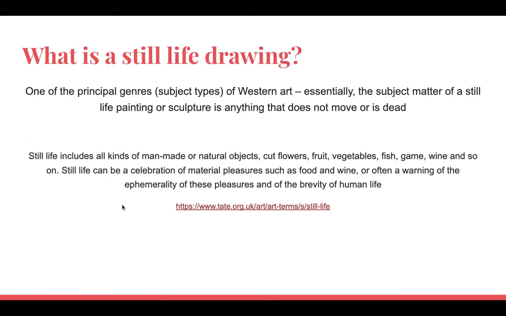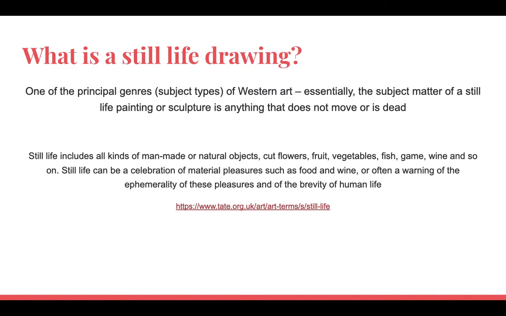So the first question we need to ask is, what is a still life drawing? One of the principal genres of painting of Western art. So when we talk about principal genres, we're talking about like the landscape, portrait, still life, anything that defines a painting. And then essentially a still life's subject matter is anything that does not move or is dead.